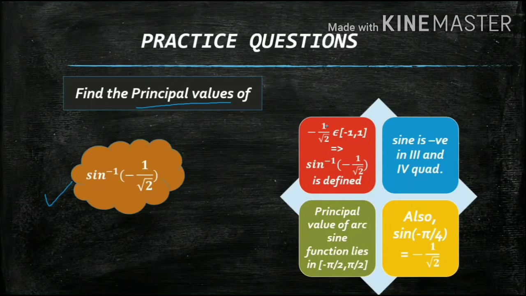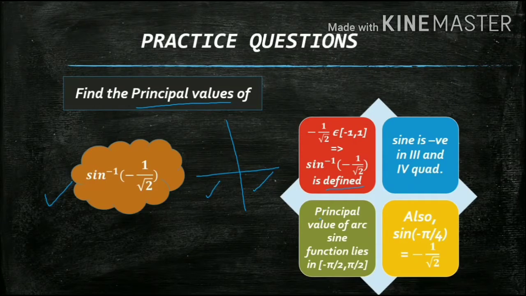Because the numerator is less than the denominator, it would lie in this interval. That means sine inverse minus 1 by root 2 is defined. Second step: it is negative, so sine is negative in the third and the fourth quadrant. Let me draw the quadrant. So in the third and the fourth quadrant, sine is negative.